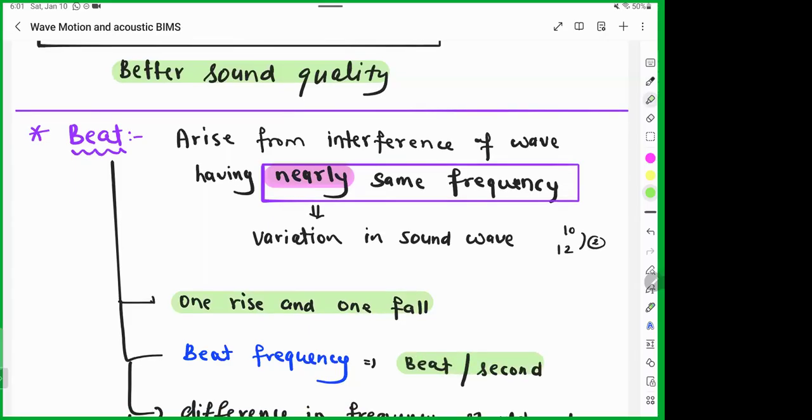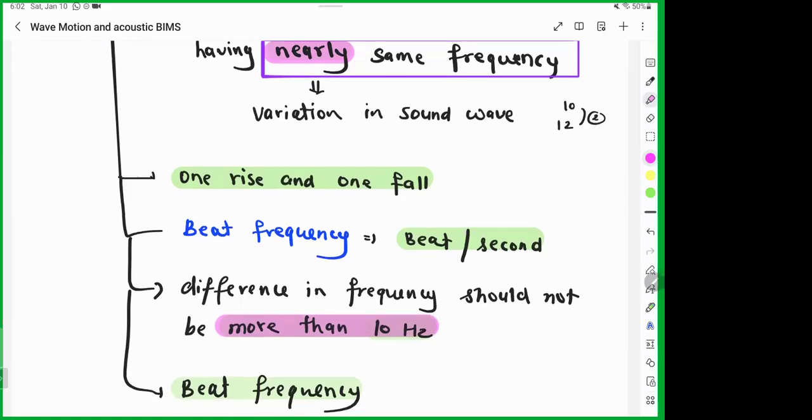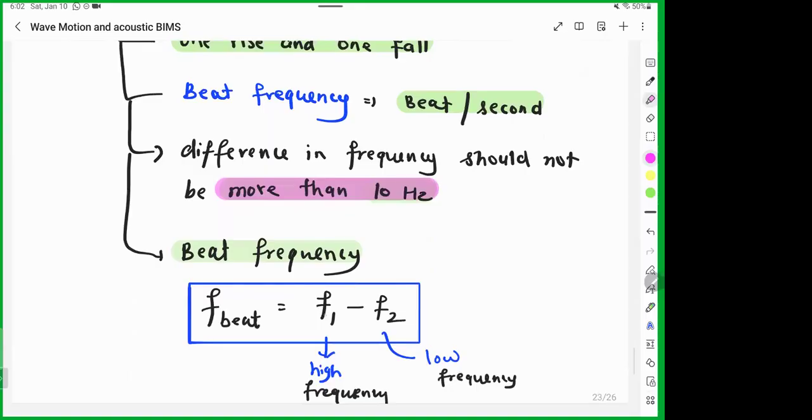Beat frequency. What is beat frequency? It is the difference in the frequency of the sounds, but it should not be more than 10. So the easiest way to understand this numerical key: if your value is more than 10, you won't get such a question. It means this option will be wrong. How to calculate beat frequency? Difference between the frequencies is the beat frequency.